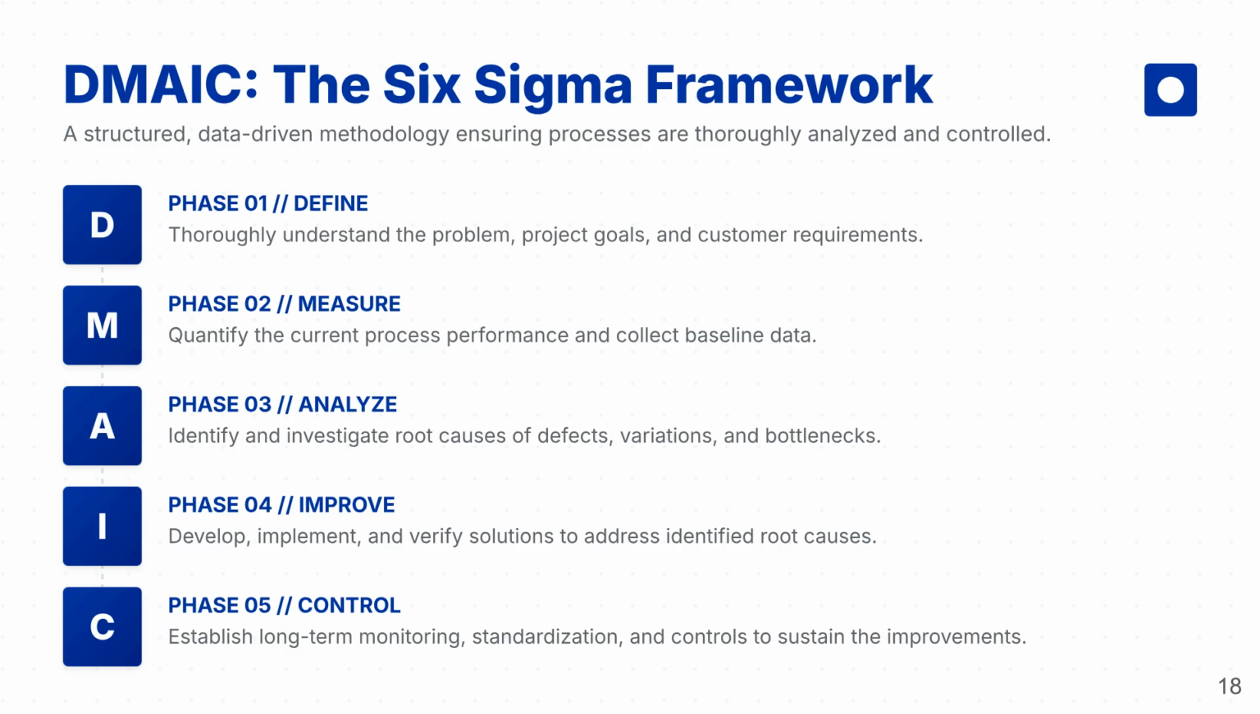Consider a customer support center receiving a large number of delayed complaint resolutions. The team first defines the problem, measures response times, analyzes the reasons for delays, introduces improved workflows and automation, and finally monitors performance to ensure the improvements are sustained over time. The DMAIC framework provides a disciplined and repeatable approach to continuous improvement. By following these 5 phases, organizations create stable, efficient, and high-quality processes that form an excellent foundation for successful robotic process automation.